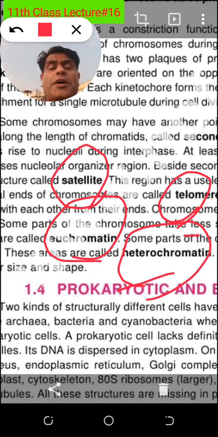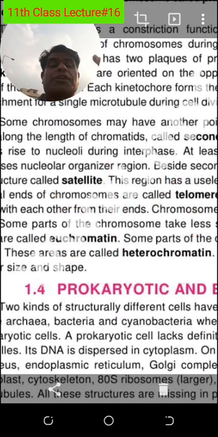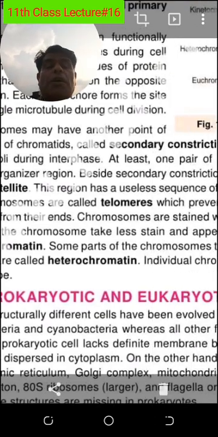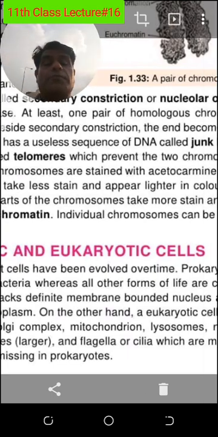Some stains were effective for some part of the chromosome. Some stains were effective for other parts of the chromosomes. This effectiveness of the stain on the chromosome divided the chromosome into two types. Now I will tell you the two types of the staining procedures, because those will be very important.